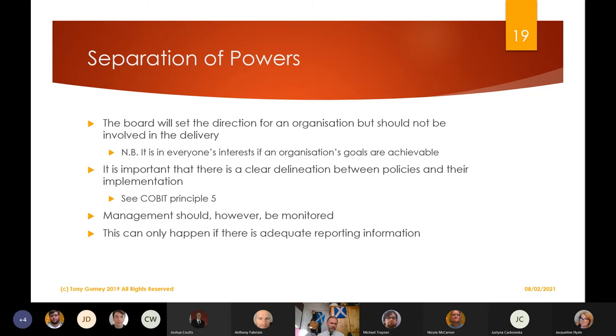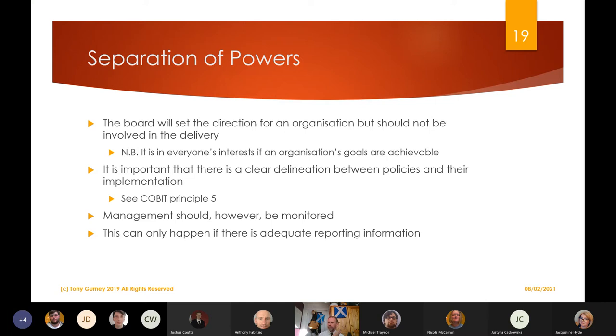So again, if you remember back to the pyramid, we had the board at the top setting a governance and a strategy. And then we had people who are going to implement that. It's actually best practice for anyone on the board not to be involved in implementing the strategy. That's someone else's job. And there should be that clear delineation.